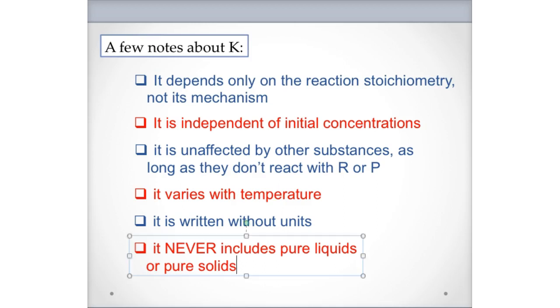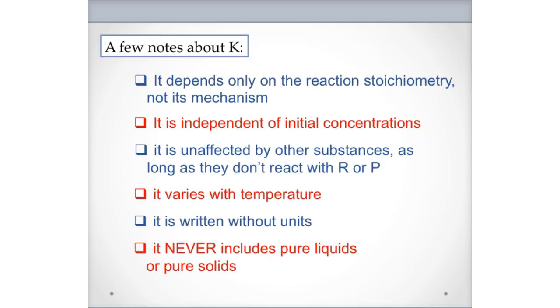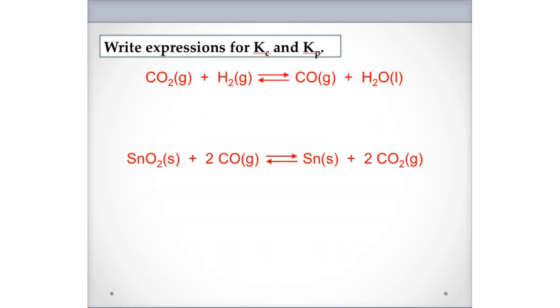And this one is a big one. Never include pure liquids or pure solids in the equilibrium constant. The reason why is because they don't participate in the equilibrium reaction. They're present in the same way from before the reaction starts to after the reaction starts. We don't have to worry about those in the equilibrium constant. So never include those, and you're going to have many examples of that. So here's the first one. Again, keep this in mind: no pure liquids and no pure solids. You need to memorize that.